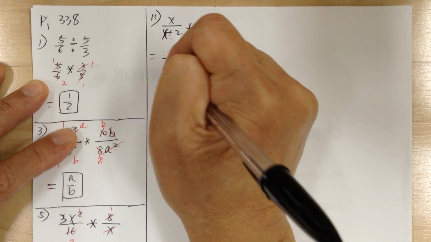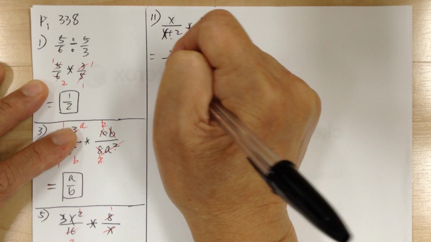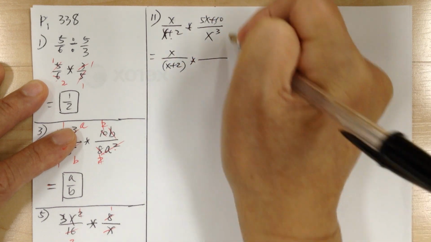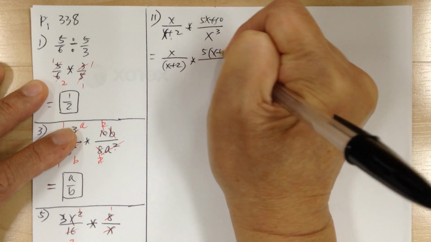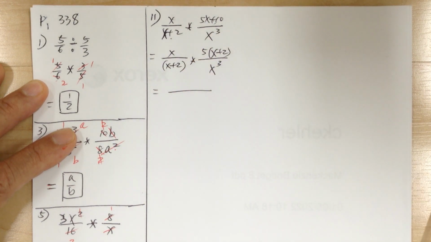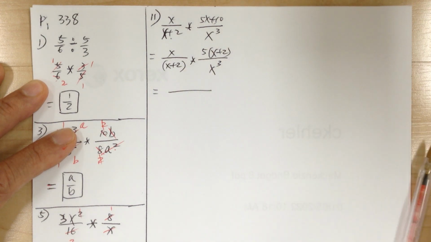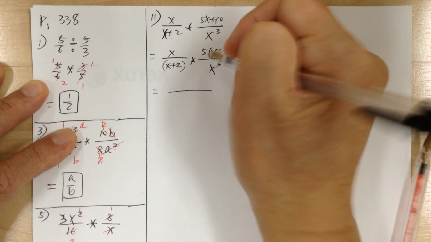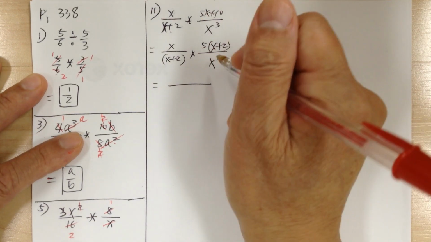So you have x over x plus 2, and since you're going to treat this as a group, you can put parentheses around that. Again, when you see addition, you have to do factoring. So you can factor out the 5, so it'd be x plus 2 over x to the 3. After you factor, addition and subtraction do not count because they are grouped by the grouping symbol.